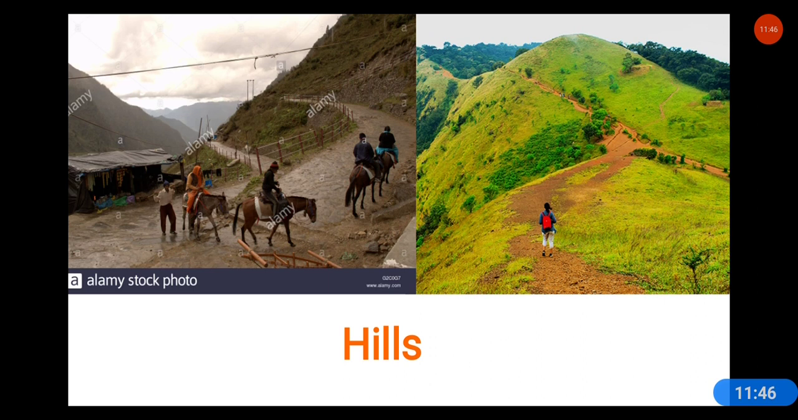Now the hills area. In the hills area, people travel on a narrow road. They ride on hills with a pony, or they go by walking.